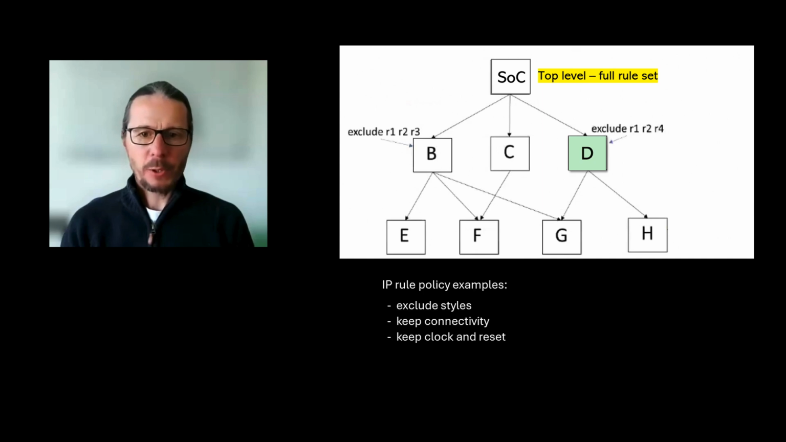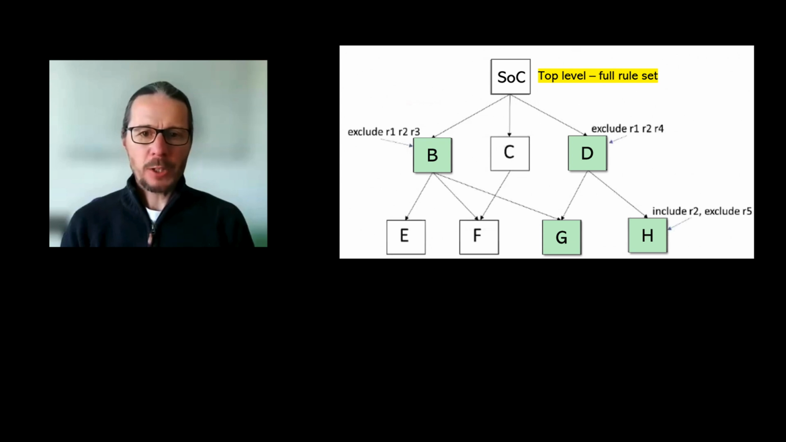For example, for module D, we disable rules number 1, number 2, and number 4, which also applies to its submodules G and H. Note that module G also has rule number 3 disabled from hierarchy B. For module H, we then re-enable rule number 2 and disable an additional rule number 5.